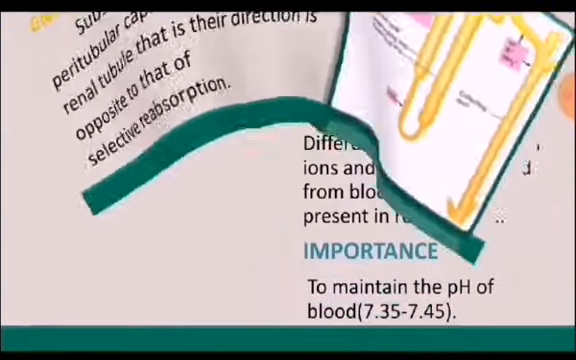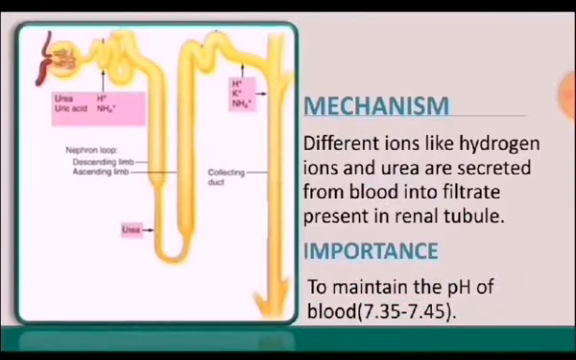During this process, certain ions like hydrogen ions, urea, and ammonia are secreted from blood into filtrate. The importance of this process is that it maintains the pH of blood, which is 7.35 to 7.45.